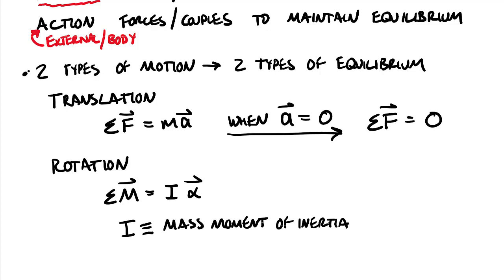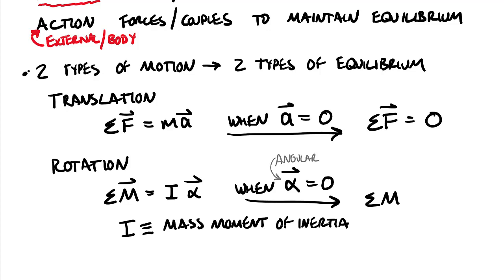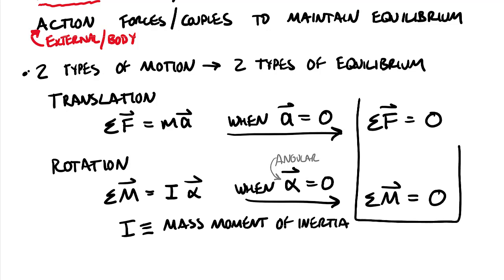And then here, when we have angular acceleration equal to 0, so when alpha as a vector is equal to 0, and keep in mind, let me add a little note here, this is angular acceleration, then we end up with an equation sum of all moments equal to 0. So these are our two fundamental equilibrium equations in statics.